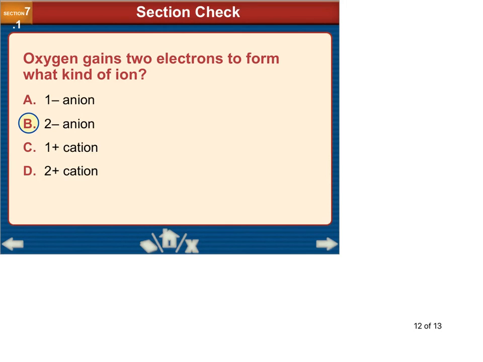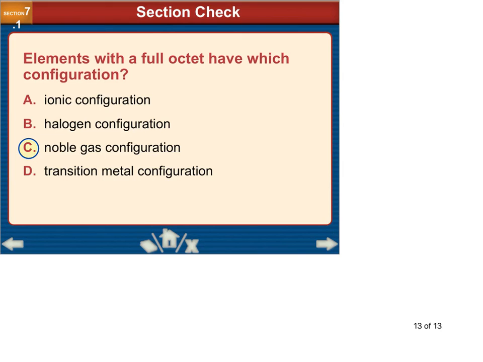A couple quick review questions. Oxygen gains 2 electrons, so it becomes a 2- charge, and that makes it an anion. Elements with a full octet have which configuration? Full octet goes along with noble gas configuration. So there's a little overview of Section 7.1.